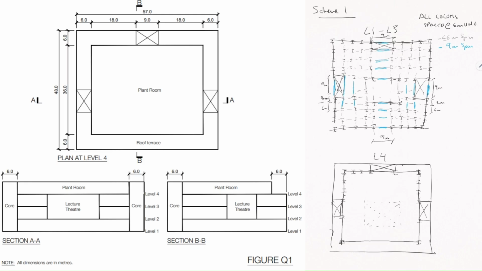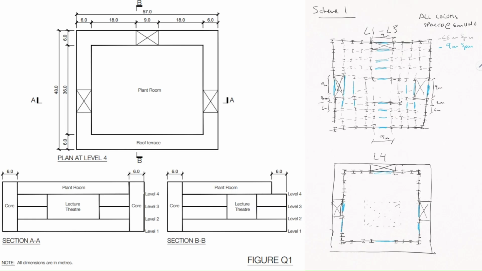You could have, if you wanted to, at level 1 a different column arrangement because you've got more freedom, you don't have the lecture theater, but I wanted to avoid having transfer structures, at least for the option that I wanted to go for. And the other part is level 4. Level 4 is the plant room, and you have a limited number of columns that you can put within the plant room. I think it was 6 of them.